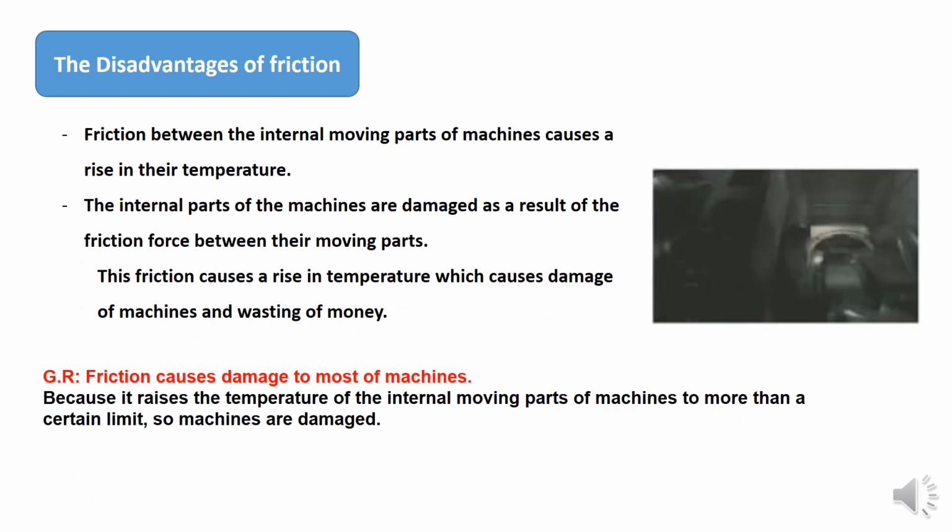The disadvantages of friction. Friction between the internal moving parts of machines causes a rise in their temperature. The internal parts of the machines are damaged as a result of the friction force between their moving parts. This friction causes a rise in temperature, which causes damage of machines and wasting of money.